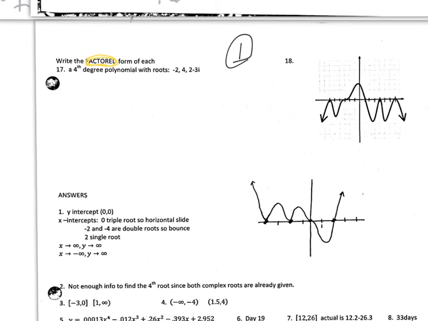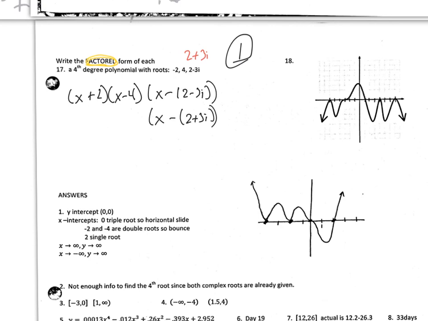Fourth degree, and we only have 3 roots. So we would have x plus 2, x minus 4. Now, if 2 minus 3i is a root, then 2 plus 3i is a root. We're not multiplying this, we're just writing it out. You would have x, it's always minus, x minus, and then in parentheses, 2 minus 3i. And then the last one would be x minus, in parentheses, 2 plus 3i. And it says factored form, so you can leave it like that. Don't even have to get rid of the double parentheses.